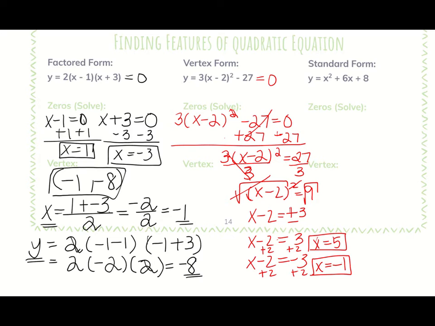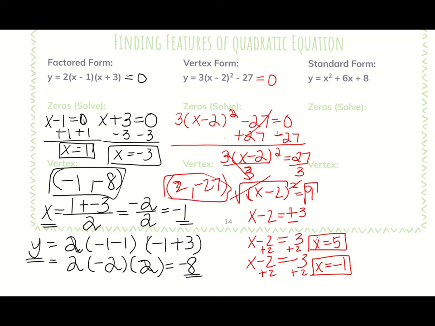Now this is vertex form, so we just talked about finding the vertex here. It should be pretty straightforward. Opposite, same. My vertex would be 2, negative 27. So that just comes right from the equation.